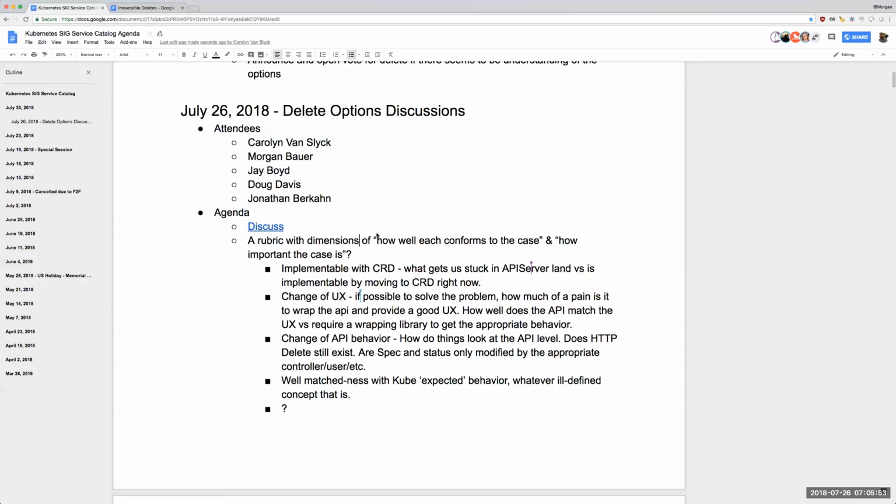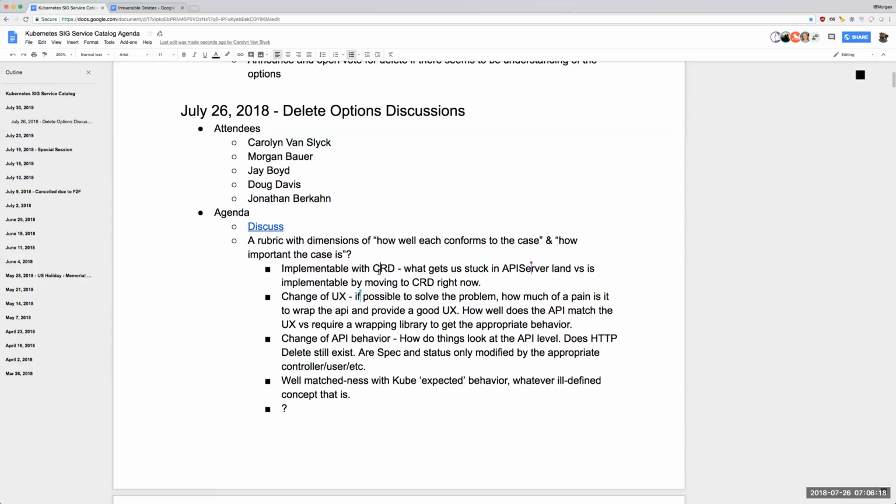My rubric is basically two scales for each option: how well does this achieve the objective that we wrote down as an option, and then how much do we actually care about solving this problem. So the first thing I wrote down is implementable with CRD.